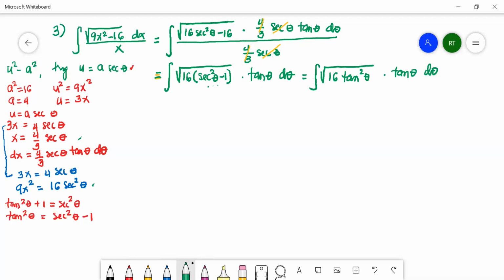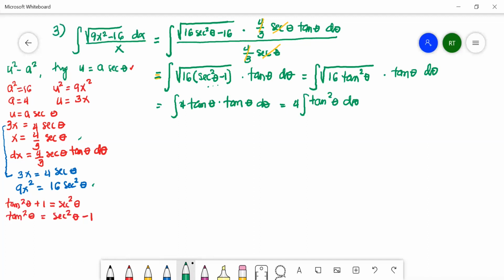And the square root of 16 tangent square of theta, of course, is 4 tangent of theta. And we have 4 tangent of theta times tangent of theta d theta, in which we can write the constant factor 4 before the integral sign. And tangent of theta times tangent of theta is tangent square of theta d theta. Now, how do we evaluate this integral of tangent square of theta d theta?